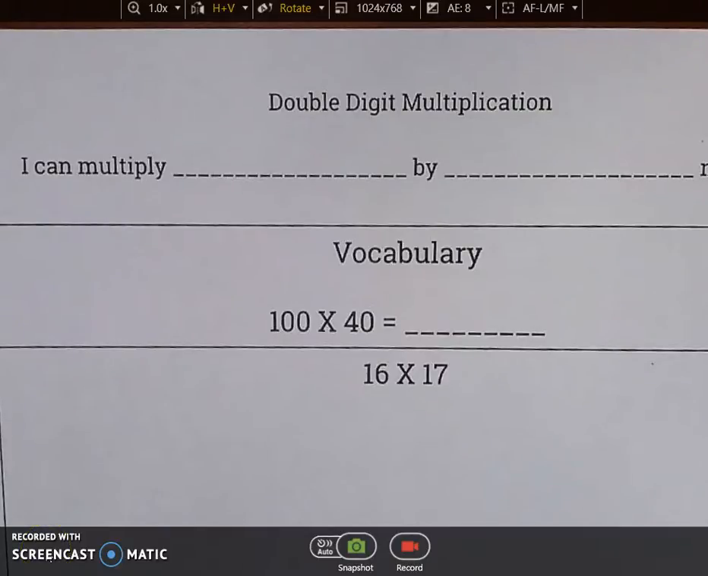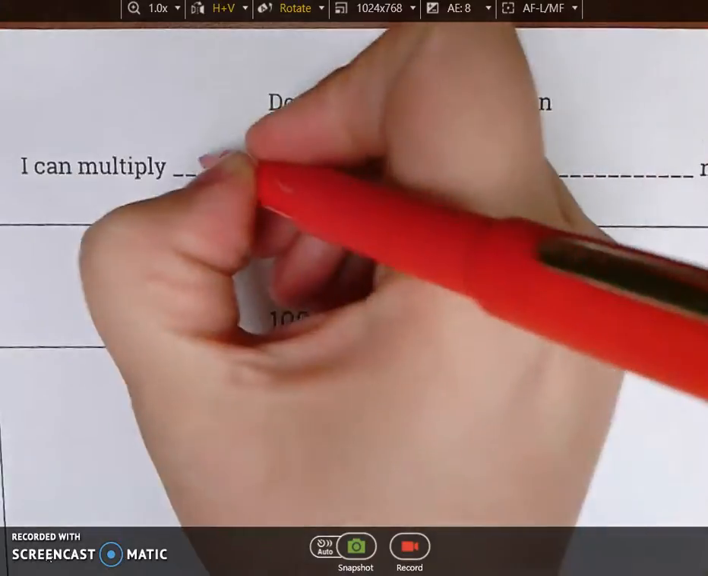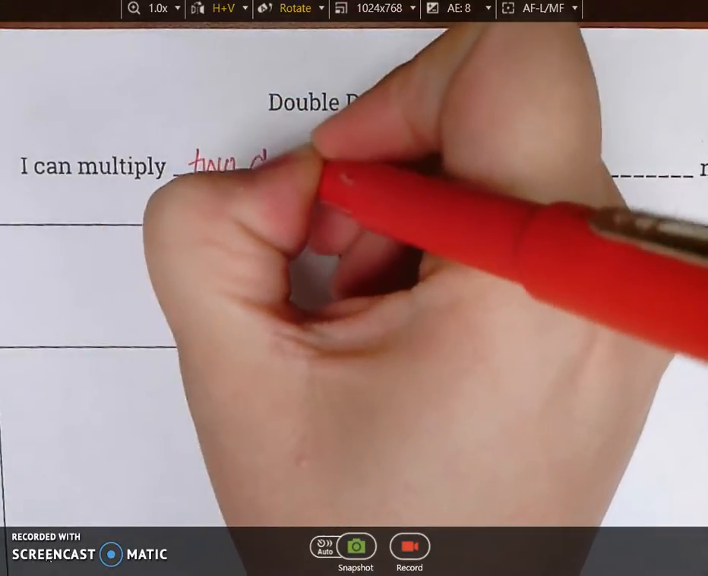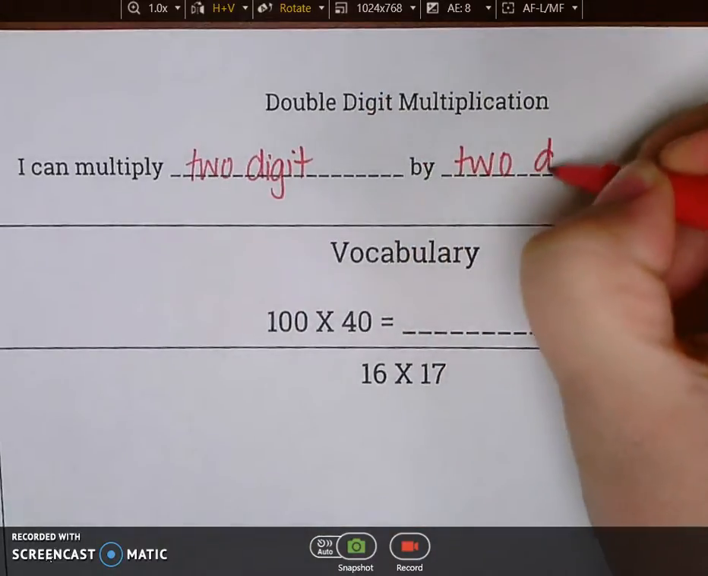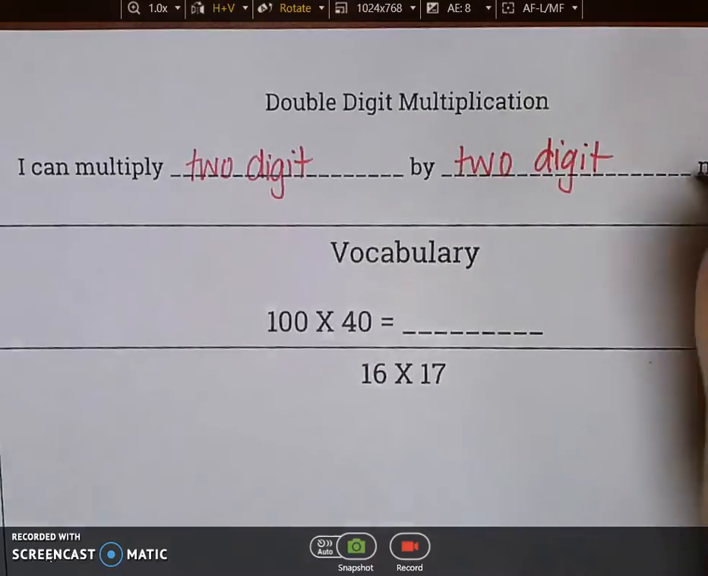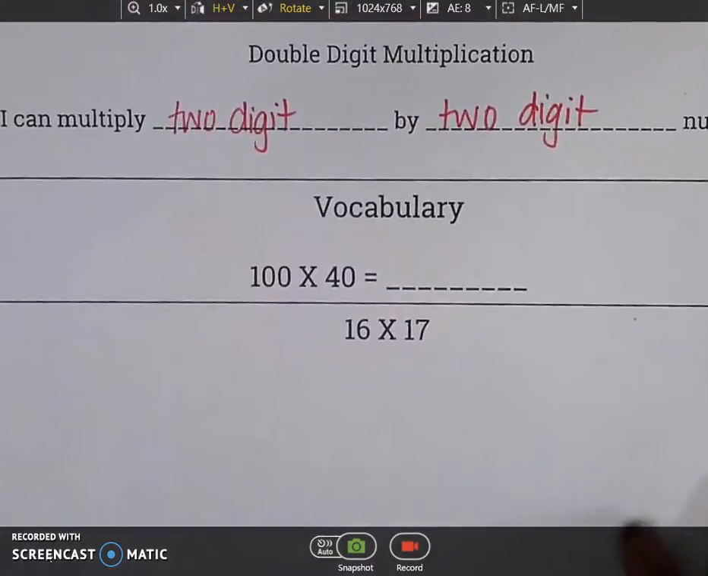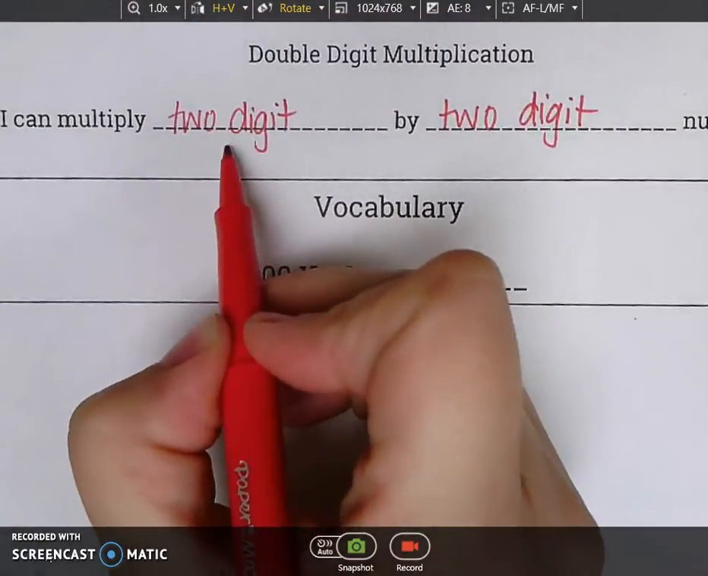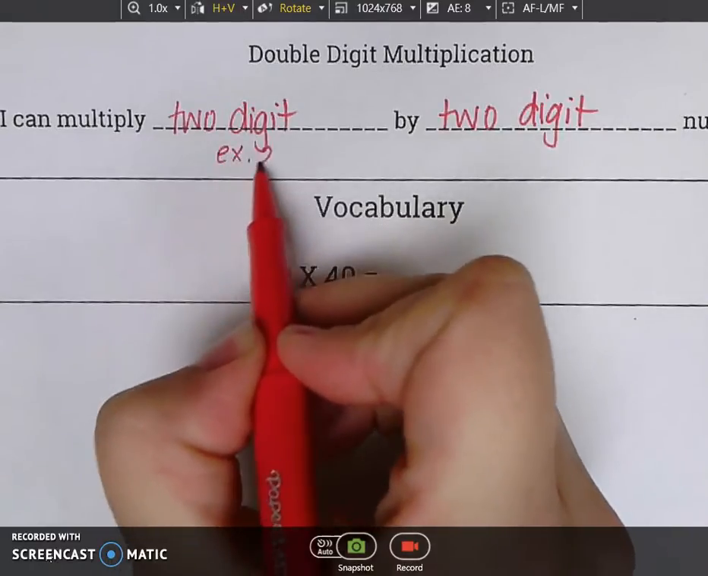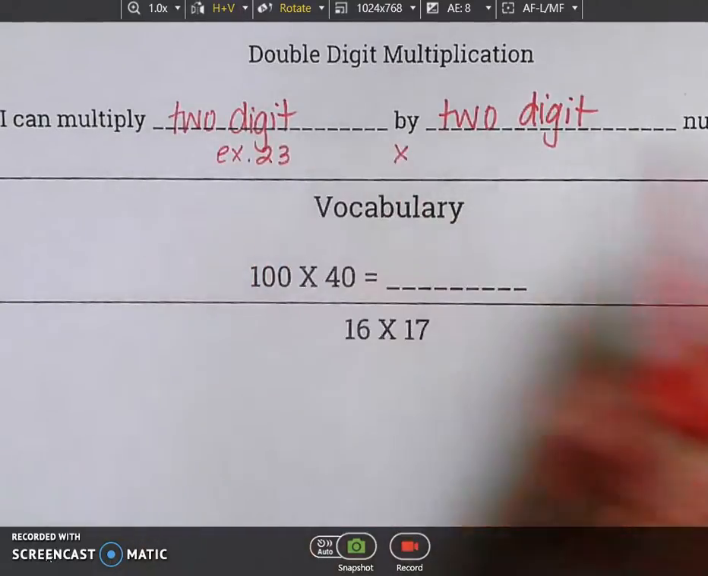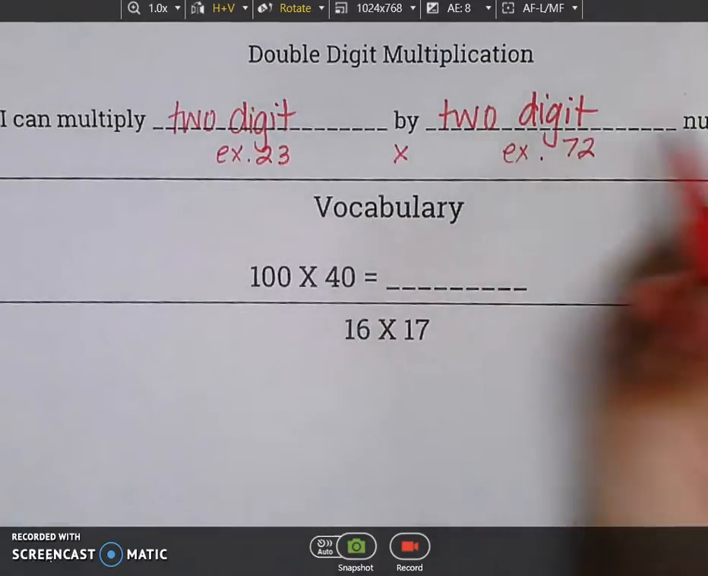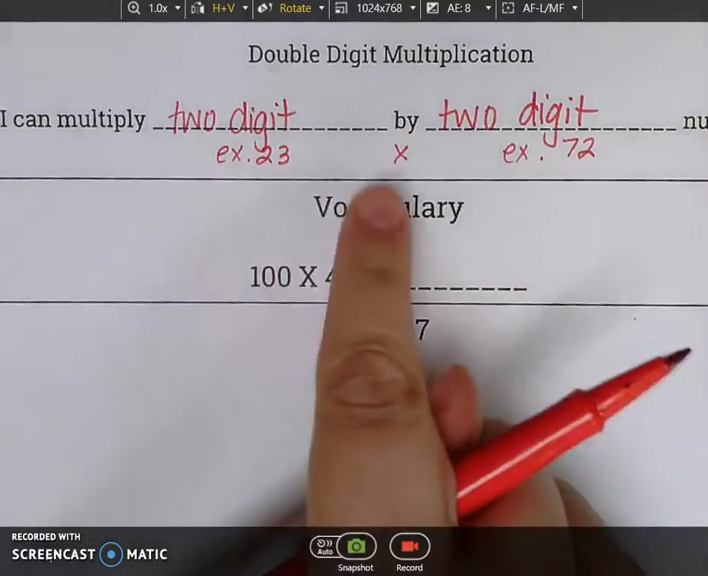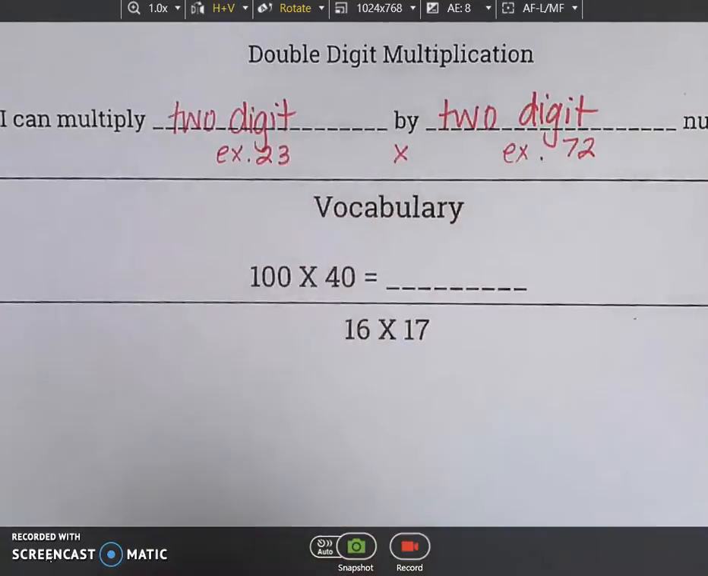Alright guys, in this lesson we're going to talk about double-digit multiplication. So our learning target is I can multiply 2-digit by 2-digit numbers. So I can multiply a 2-digit number like, for example, 23, by, for example, 72. Okay, so we're going to talk about multiplying 2-digit times 2-digit numbers.